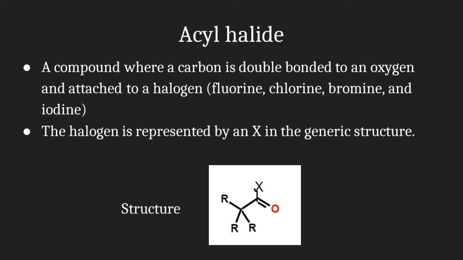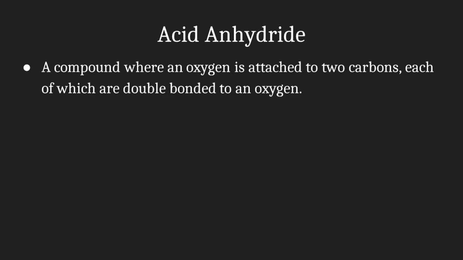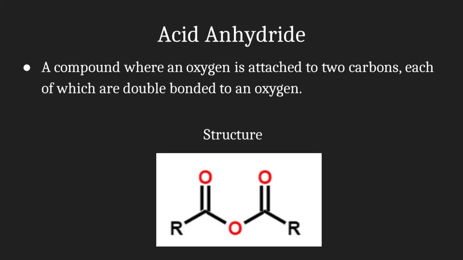The next type we're going to talk about is an acid anhydride. This is a compound where an oxygen is connected to a carbon on each side, and then each of those carbons is double bonded to an oxygen, as shown below. An acid anhydride almost looks and is kind of like two carboxylic acids that the hydrogens were removed and started to share an oxygen.